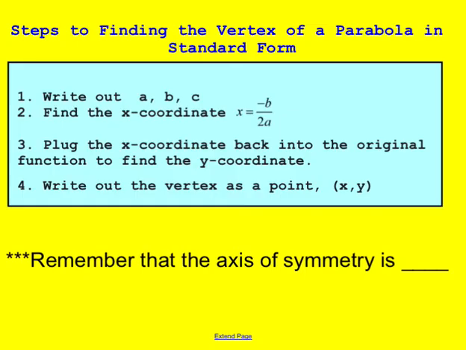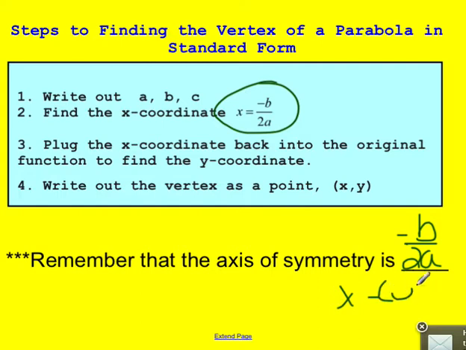So let's take a look at the steps to finding this information. First thing you're going to do is write out your A, your B, and your C. Then you're going to find the x-coordinate, using this formula. You're going to plug the x-coordinate back into the original equation, and that's what's going to give you your y. Then you're going to write out the vertex as a point (x, y). Remember that your axis of symmetry is the opposite of b over 2a, because your axis of symmetry is the same as the x-coordinate.